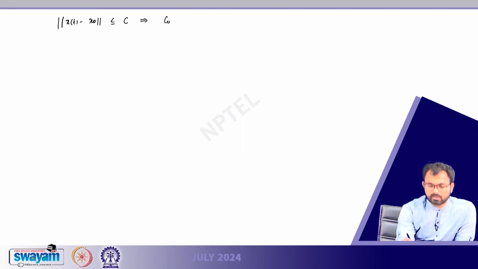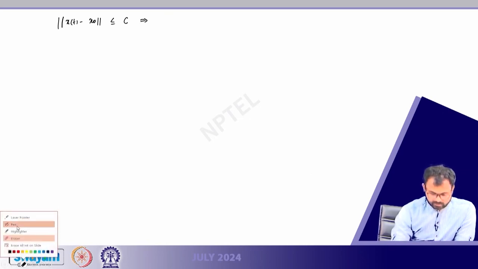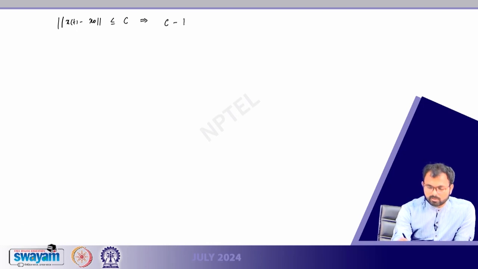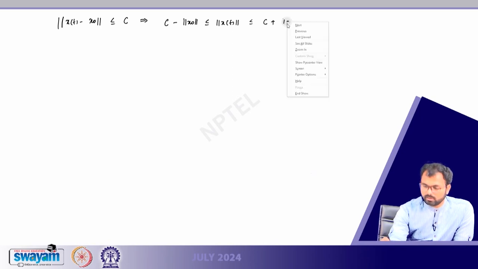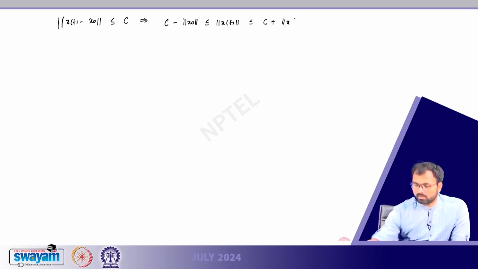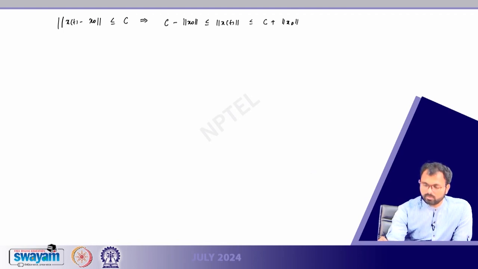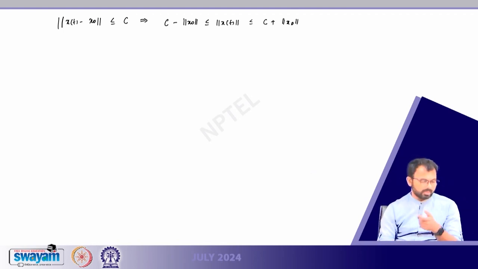So, from here I can write c, not c 0, I can write c minus norm of x 0 less than or equal to norm of x t less than or equal to c plus norm of x 0, right, something like that. So, this way we can bound.